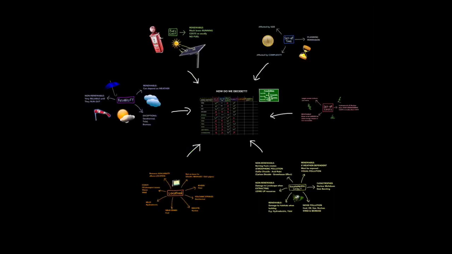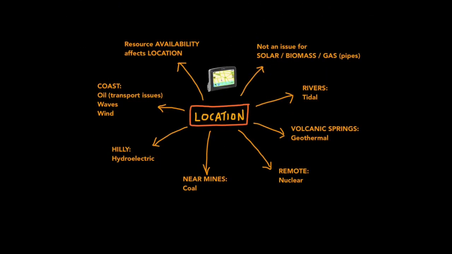So now let's look at location. The key point here, and it's very logical, is that resource availability affects the location of a power plant. For example, if you want to use oil-fired power, then it needs to be near the coast due to transport issues. For obvious reasons, wave power and wind power stations also need to be located near the coast.